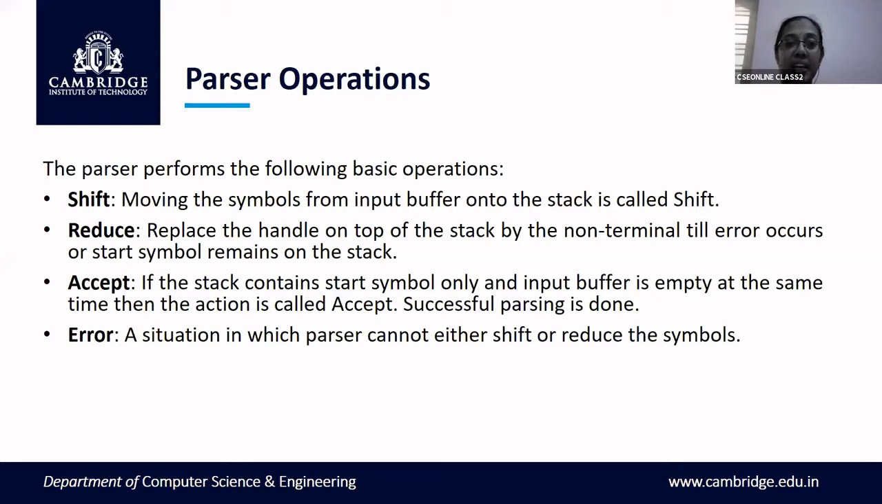Okay, so repeating again, the bottom-up parser performs four basic operations. What are those four basic operations? Shift. Shift is moving a symbol from the input buffer onto the stack. Reduce is where you replace the terminal symbol with a non-terminal, or a substring is replaced by the LHS of the production rule. This is called reduce.